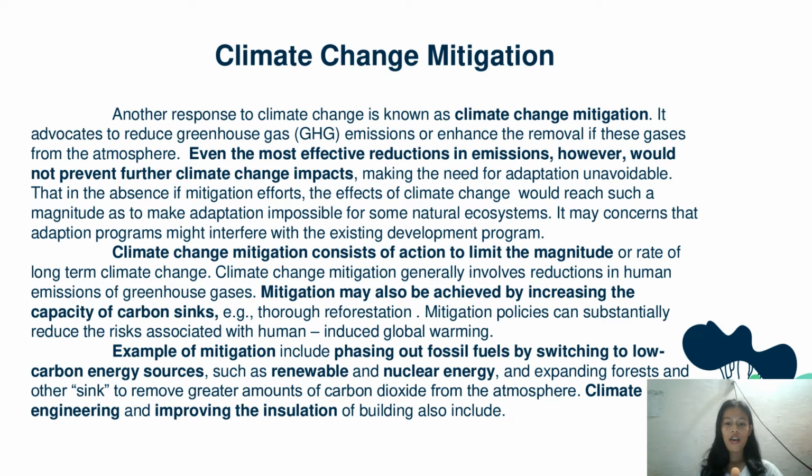Example of mitigation includes phasing out fossil fuels by switching to low carbon energy sources. Like nakita po karon nga mga panahon, imbis nga rely sila sa oil sa mga sakyanan, na-invent ang mga electric bikes, electric cars, and etc. Such as renewable and nuclear energy, and expanding forests and other things to remove greater amounts of carbon dioxide from the atmosphere.